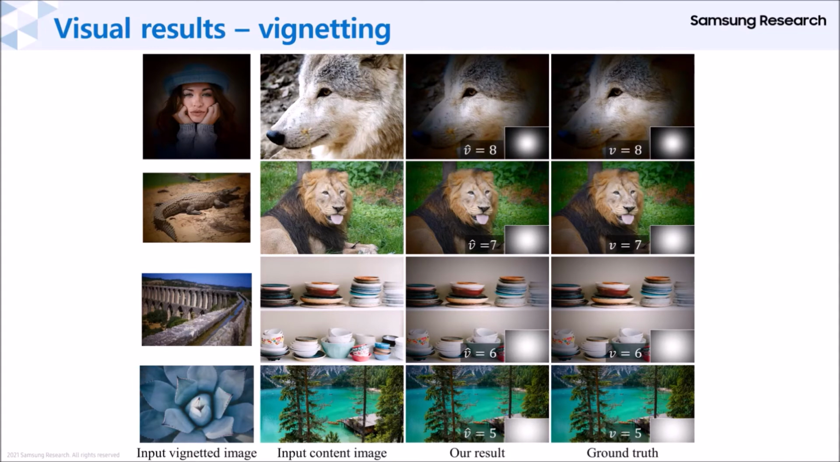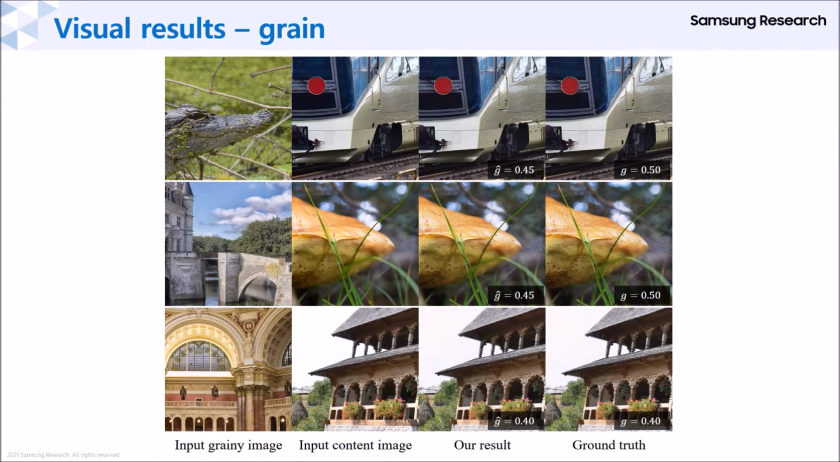These are some visual results. Our method can faithfully extract and transfer the vignetting effect from input vignetted images to other content images. Similarly, our method can faithfully extract the grain effect from input grainy images and transfer it to other content images.